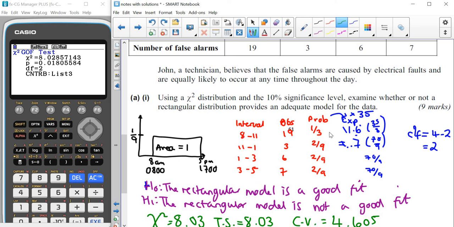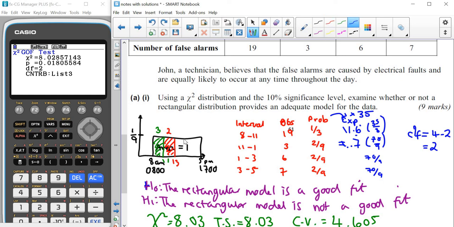So just to go over this bit again, how I got the third, the 2/9, the 2/9 and the 2/9. The first one, we're looking at between 8 and 11. So that had a width of 3 and a height of 1/9. Next, we were looking at between 11 and 1. Remember that 1 o'clock in terms of the 24-hour clock is 13. So that had a width of 2 and a height of 1/9.